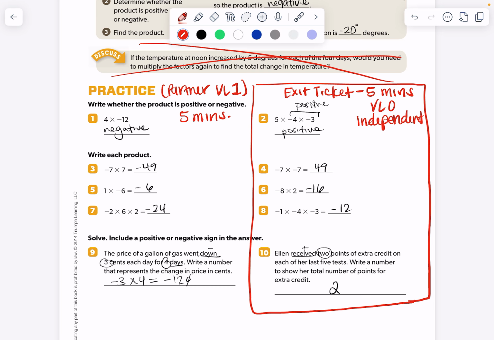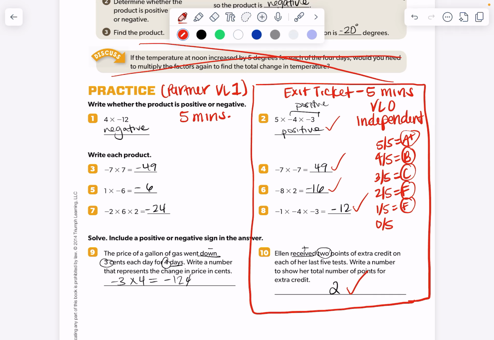This will be out of 5 points. 1, 2, 3, 4, 5. 5 out of 5 is an A+. 4 out of 5 is a B. 3 out of 5 is a C. 2 out of 5 is an F. 1 out of 5 is an F. And a 0 out of 5 is also an F.